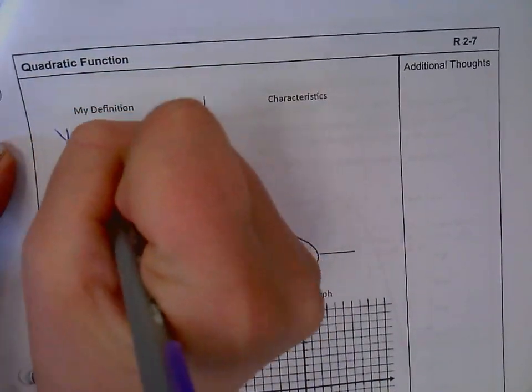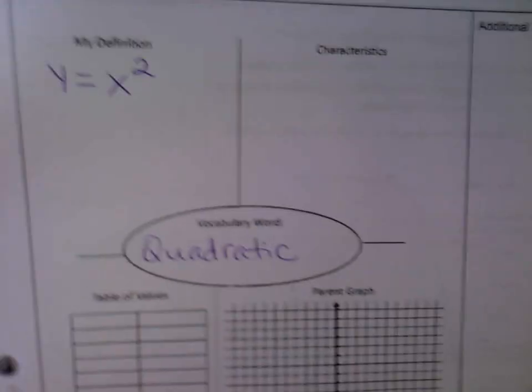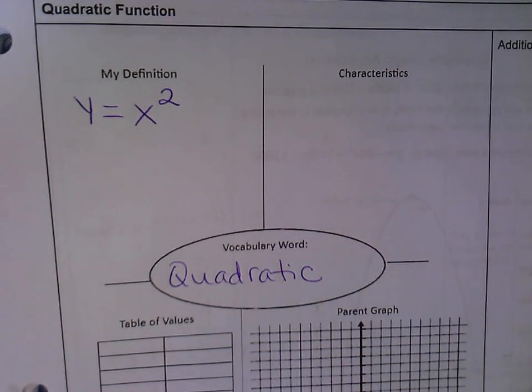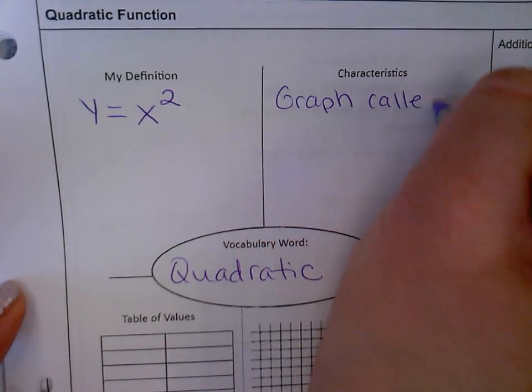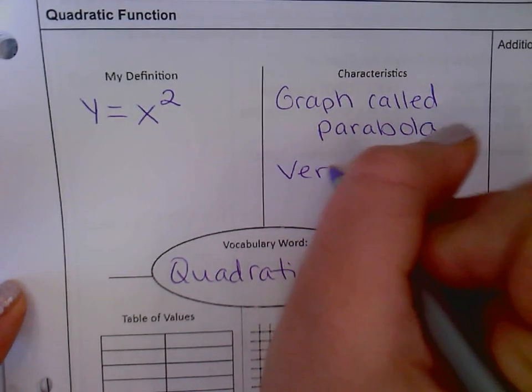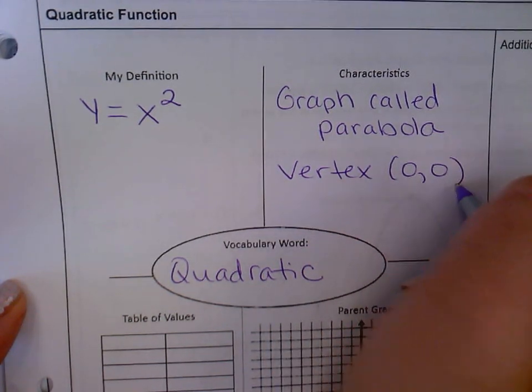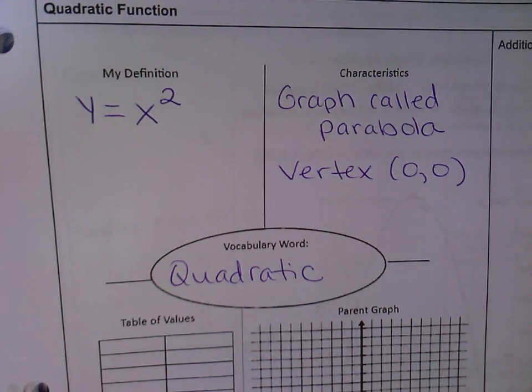Definition, y equals x squared. I don't really have anything to add to the definition. Quadratic. Characteristics, its graph is called a parabola. I think you know that. So its vertex, that's an important word, is at 0, 0. That's kind of important. So this is resource 2.7. Everybody has their unit 2 packet so that this can get filled in and not lost.